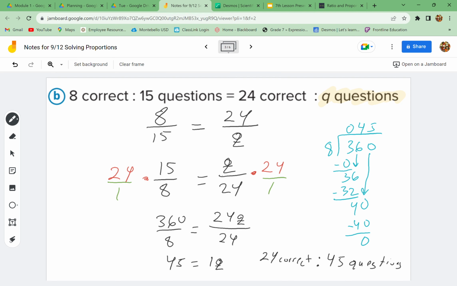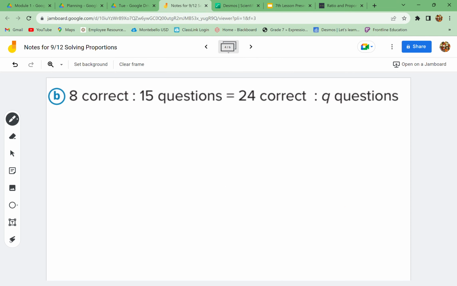But let's say you're a student that's better at multiplication, right? So let's suppose you go, okay, I still set it up the same way. 8 over 15 is equal to 24 over Q. Now some of us are really good. We see the pattern between 8 and 24. What do I mean by that? Well, some of you will notice that to go from 8 to 24, I could multiply by 3. If I do it to the top, I have to also do it to the bottom. It's kind of like the tables we're doing. If you do it to the left, you do it to the right. So I go ahead and multiply by 3 here as well.